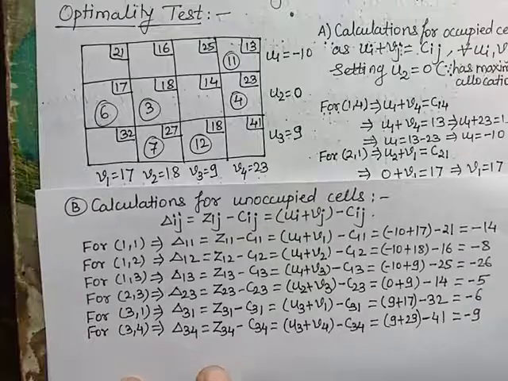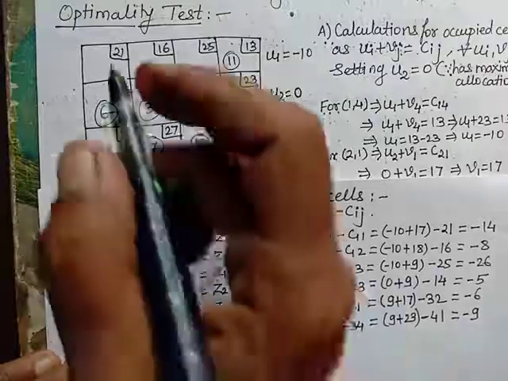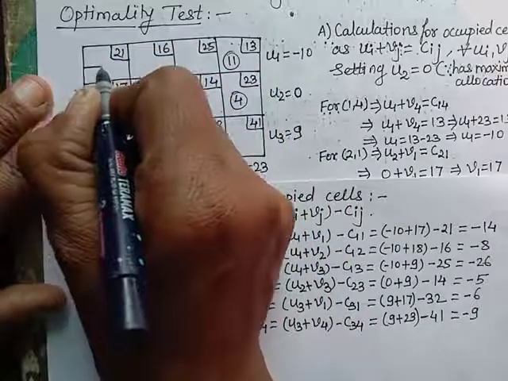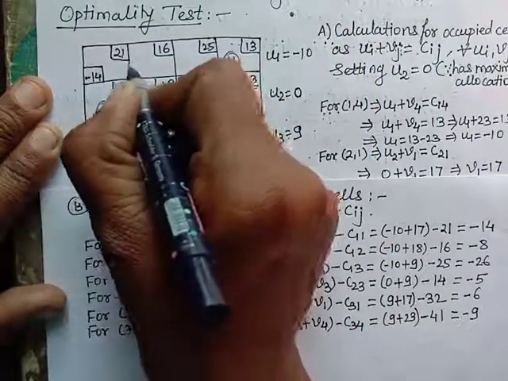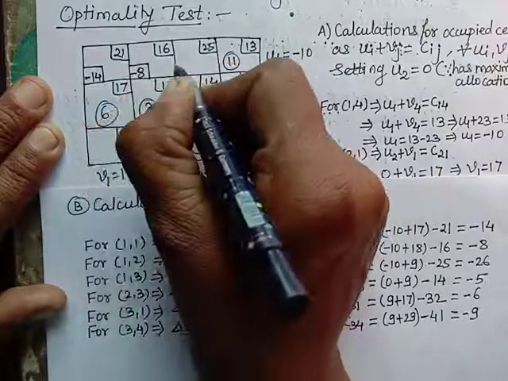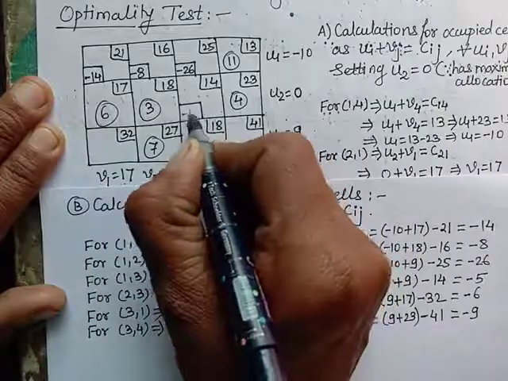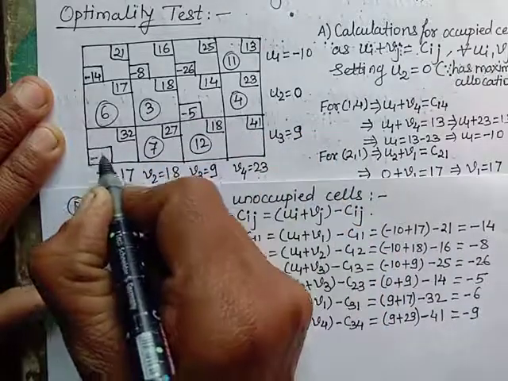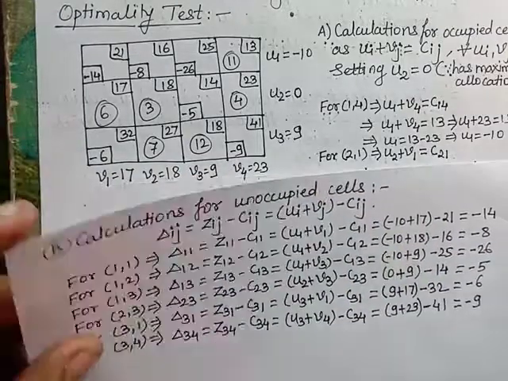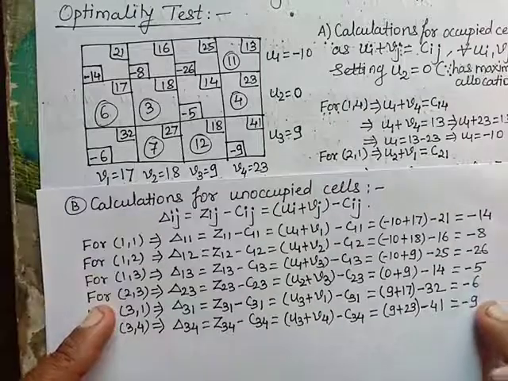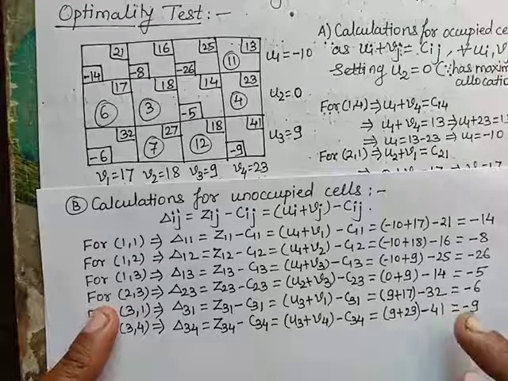Now if you look carefully, we have to write these delta ij here, in the unoccupied cells. Here I will write minus 14, this one is minus 8, this one is minus 26. Here it is minus 5, here it is minus 6, and it is minus 9. Now you can look, all delta ij's are negative. So this is an optimal solution and it is unique also.